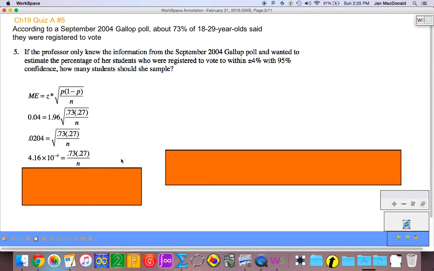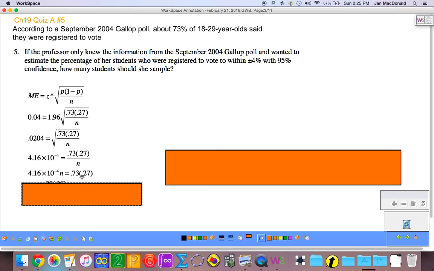Our next step would be multiply both sides by N. So we'd get 4.16 times 10 to the negative 4th times N equals 0.73 times 0.27. And our final step would be divide both sides by 4.16 times 10 to the negative 4th. So in our calculator, we should have the number 4.16 and all the trailing digits times 10 to the negative 4th.